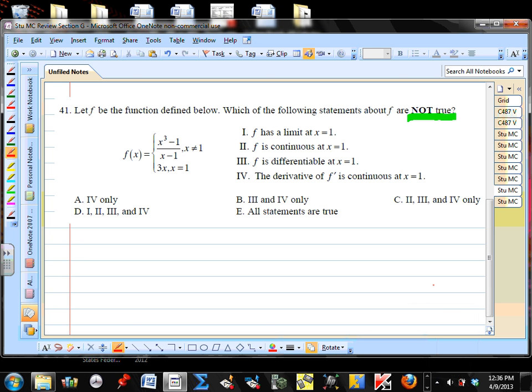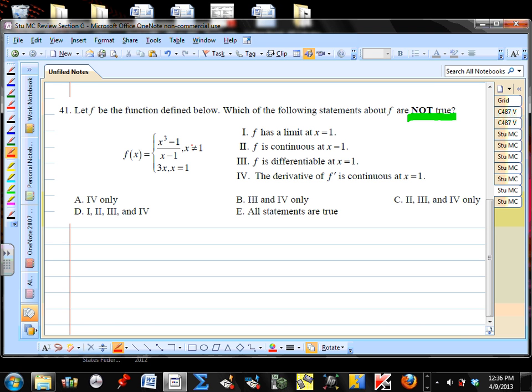Problem number 41. We're provided with a piecewise defined function, and we're asked to determine which of these four statements is not true. Now be careful, not looking for what's true, we're looking for what is not true. Let's get started. Statement number 1, f has a limit at x equals 1.